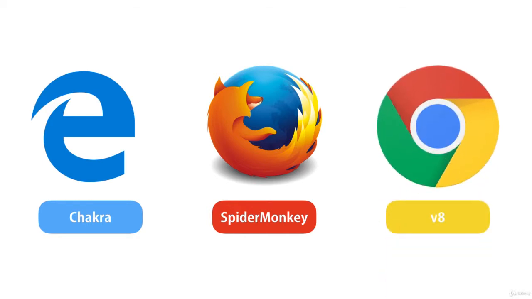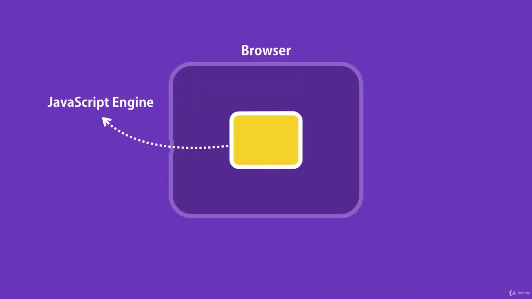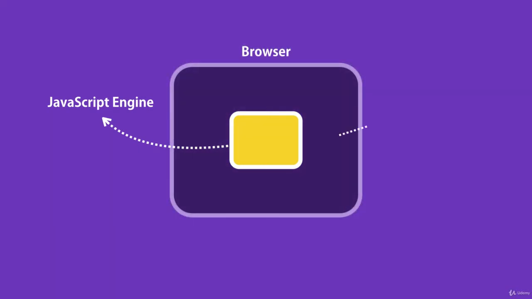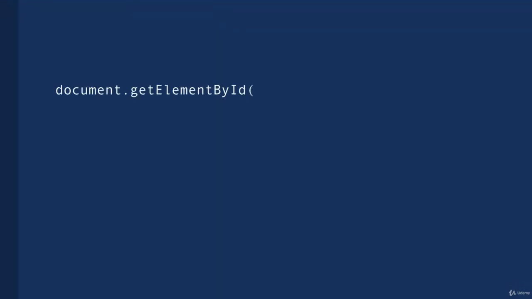For example, Microsoft Edge uses Chakra, Firefox uses SpiderMonkey, and Chrome uses V8. And it's because of these varieties of engines that sometimes JavaScript code can behave differently in one browser or another. Now, a browser provides a runtime environment for JavaScript code. For example, you probably know that in browsers, we have the window or the document object. These objects allow us to work with the environment in which our code is running.